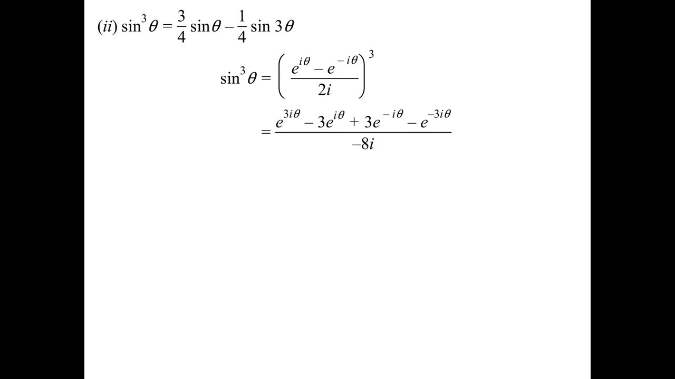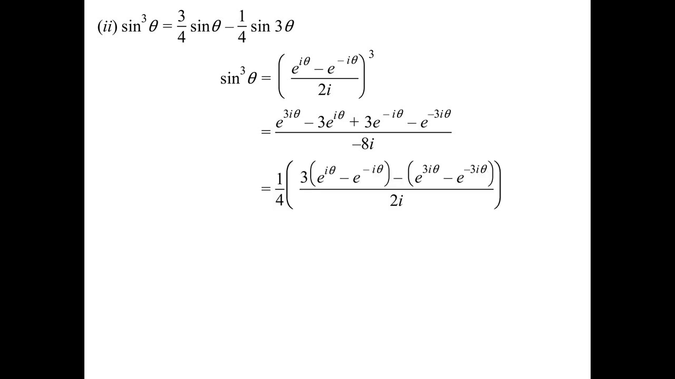How about something interesting like this one? Sine cubed theta is 3/4 of sine theta minus 1/4 of sine 3 theta. Okay? Well, sine cubed theta would now be e to the i theta minus e to the minus i theta over 2i to the power of 3. Expanding the top out, and 2i cubed, of course, would be minus 8i. So there's sine cubed theta. I'm just going to factorise this. But again, a clever factorisation where I'm factoring the coefficients together. So the 3's and the 1's. And when you look at that, then you can see we've got 3/4 of sine theta minus 1/4 of sine 3 theta. There's the proof of that little identity.